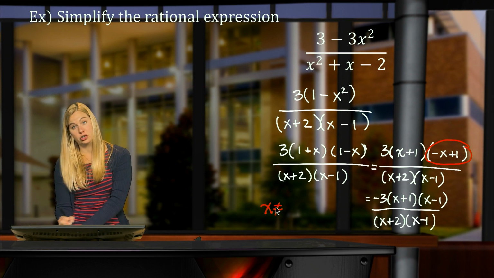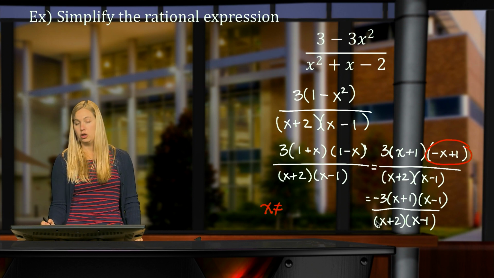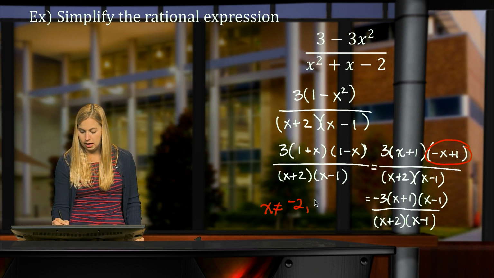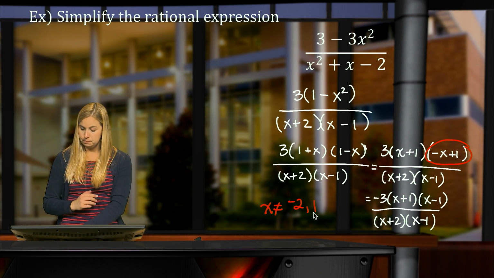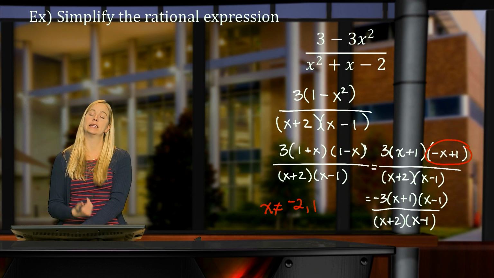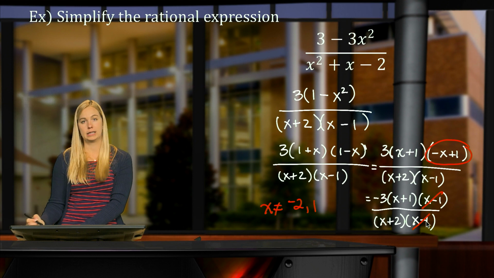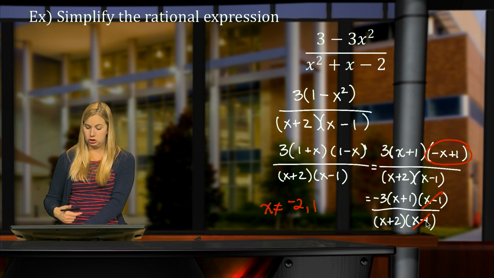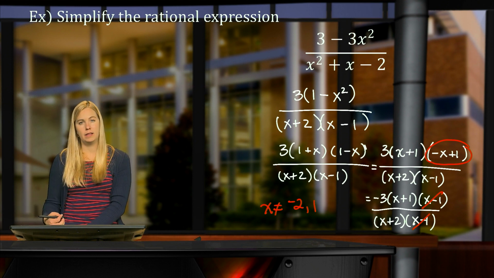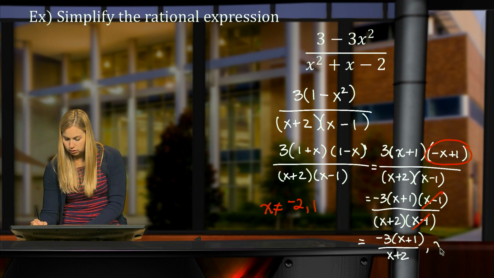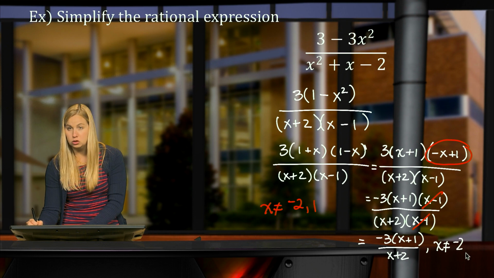I'm going to go ahead and state restrictions over here to the left. Looking at my denominator, x cannot equal negative 2, and x cannot equal positive 1. And now that I've stated restrictions, I can start canceling out like factors. Here now this x minus 1 and this x minus 1 are the same, so they cancel each other out. And it doesn't look as though anything else will cancel out. So we're done. Negative 3 times x plus 1 divided by x plus 2, where x cannot equal negative 2 and 1.